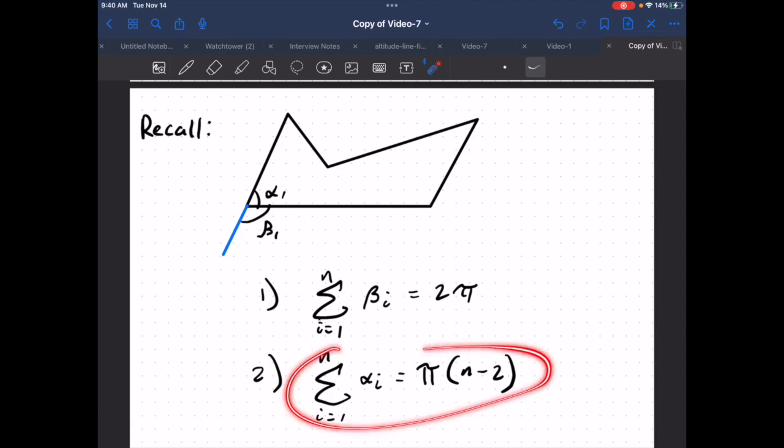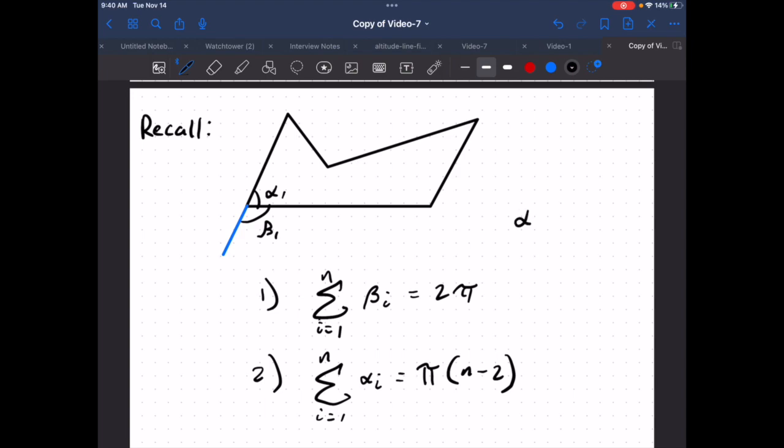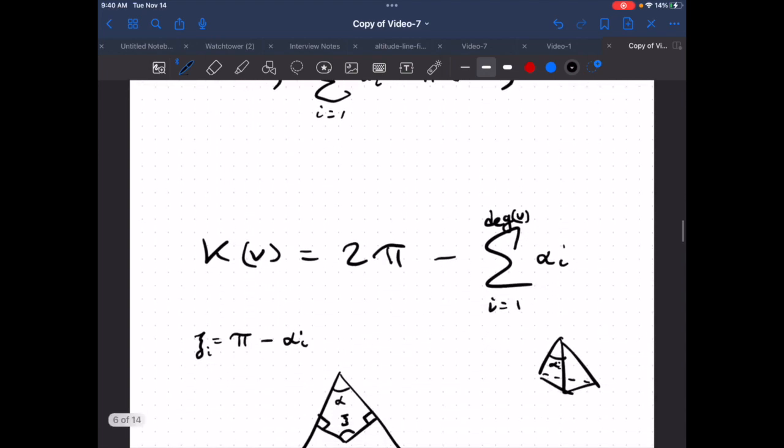But this formula was useful as well, as we saw in the proof of Pick's theorem. Sometimes this expression comes up. So both of these characterizations are nice, and we're just switching back and forth between the fact that alpha i is equal to pi minus beta i. These are complementary angles. So we're going to do the same thing in our setting here.